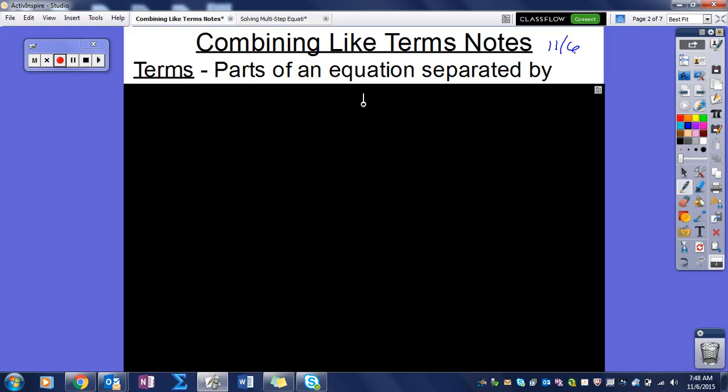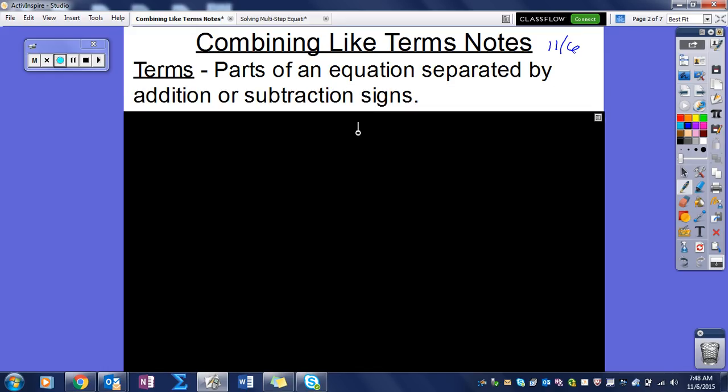To combine like terms, we need to know a couple of things. We need to know the definition of what a term is. So a term, or terms, are parts of an equation or an expression, either or, separated by addition or subtraction signs. The thing with subtraction signs is that we're always going to do keep, change, change. So really it's going to be separated by addition signs.